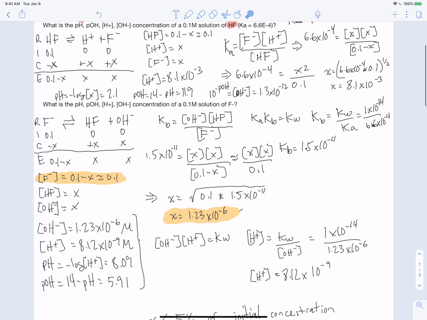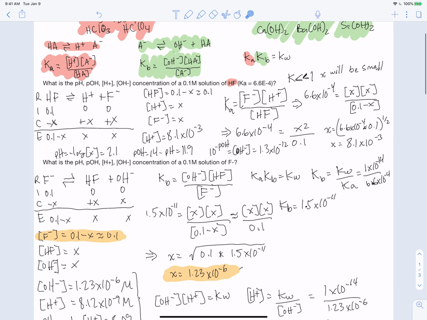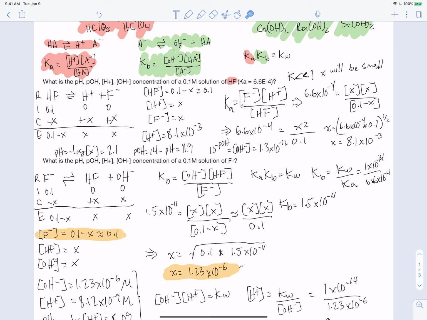So that's how the approximations work. But this is the general workflow for these problems: set up an equilibrium, do some algebra, and then ultimately that allows you to calculate H plus, or in the case of bases, OH minus, and then you can use that to calculate all the different parameters: pH, H plus, OH minus, and POH.